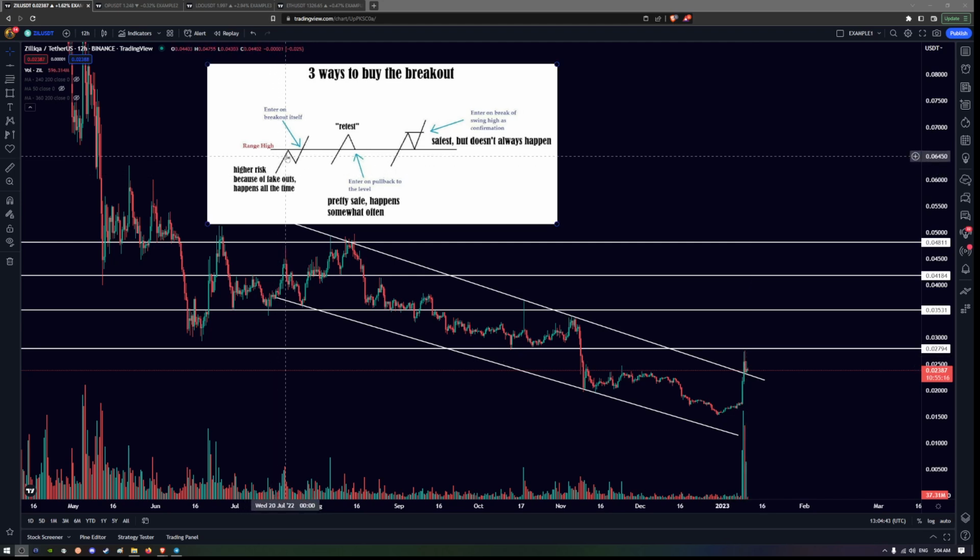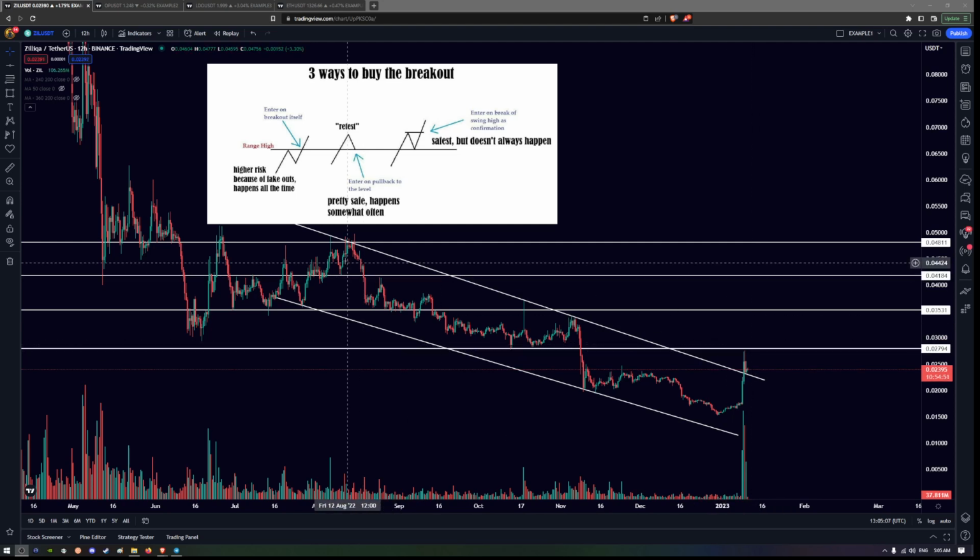The first time you're entering on the break itself is when the price is coming up and it hasn't confirmed yet, so it's risky. And then the second idea is to enter on the retest when it comes back down and test that level. And this would be your entry in this zone. And then the safest is the entry on the break of the swing high as confirmation. So this has now become the swing high. And we're looking for a break above those levels for the continued upside.